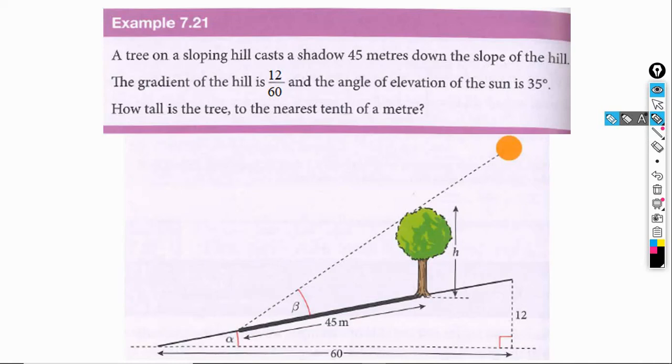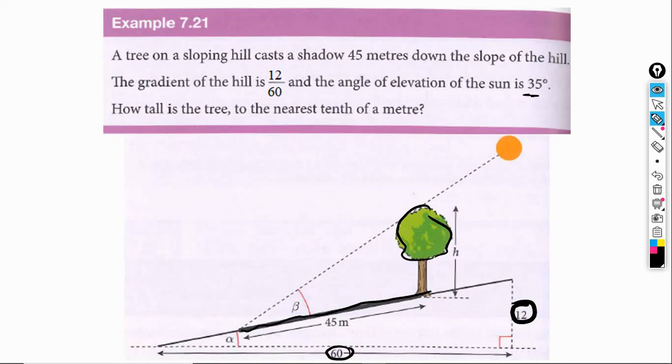And it says that a tree on a sloping hill casts a shadow 45 meters down the slope of the hill. So we can see the tree here and the slope of the hill where the shadow is cast. The gradient of the hill is 12 over 60. We can see the gradient measured here with respect to a horizontal. And the angle of elevation of the sun is 35 degrees.